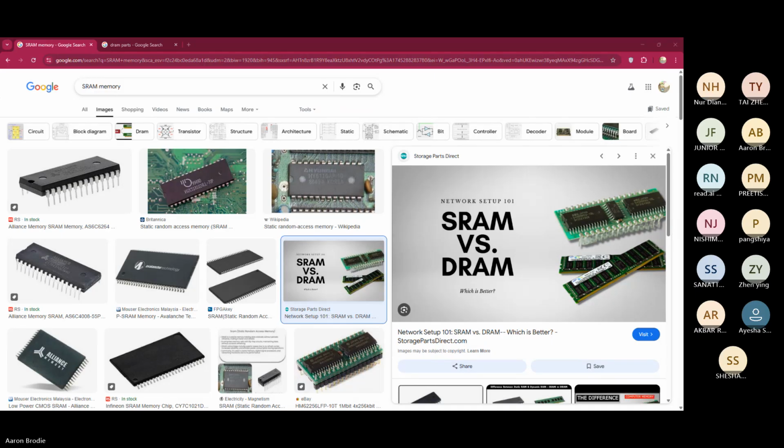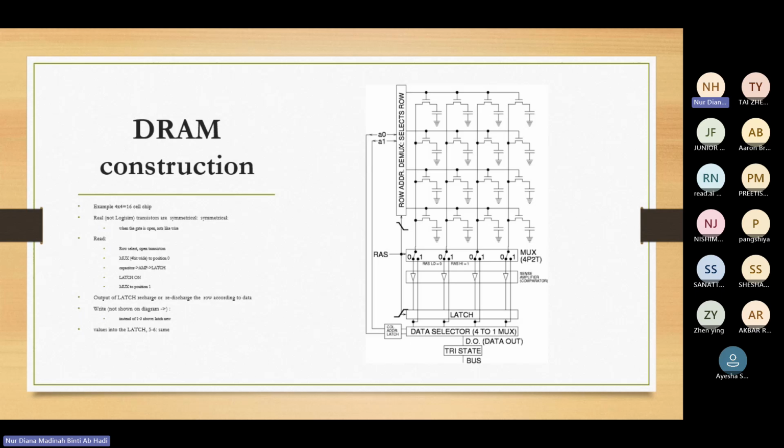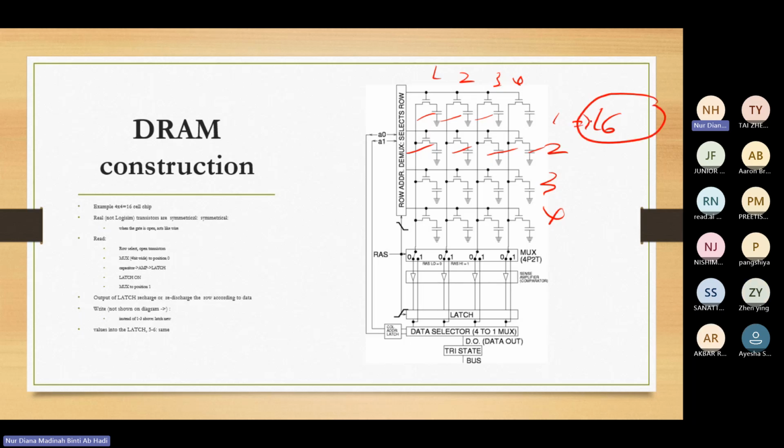Next, I will take back the sharing. DRAM construction, for example, you have 4 times 4 equivalent to a 16 cell chip. Where is the cell chip? This one. 1, 2, 3, 4, 1, 2, 3, 4. 4 times 4 is 16. That's why they said you're going to have a 16 cell chip.